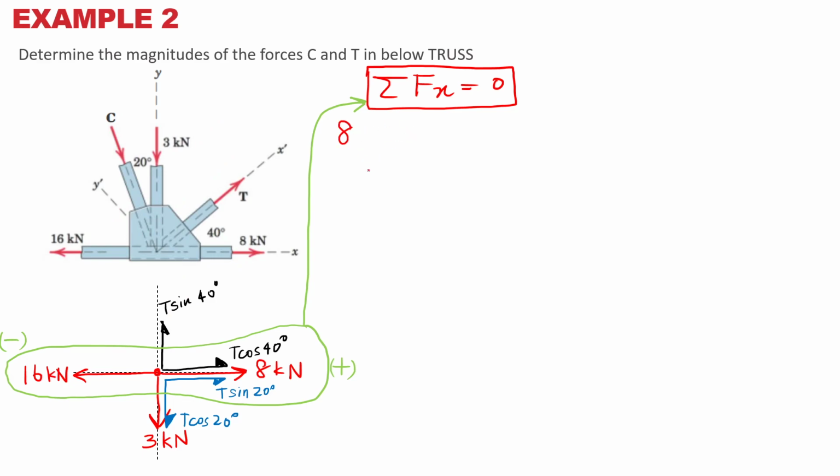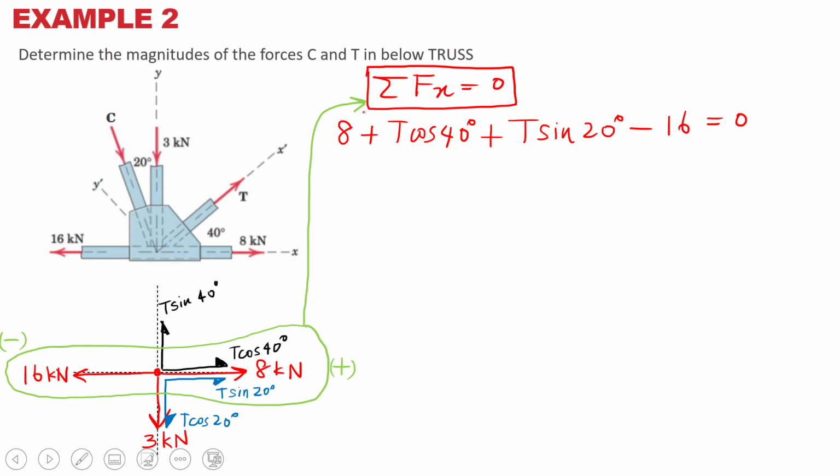So 8 plus T cos 40 degrees plus T sine 20 degrees. That's not all yet, there's one more. Left. Minus 16 equals 0. So that is what your equation should look like. Let's make it nicer. T cos 40, how much? Cos 40, this one becomes 0.7660. Sin 20, sin 20, 0.342 T. Minus 8. Equals 0. Now this one can be solved already.